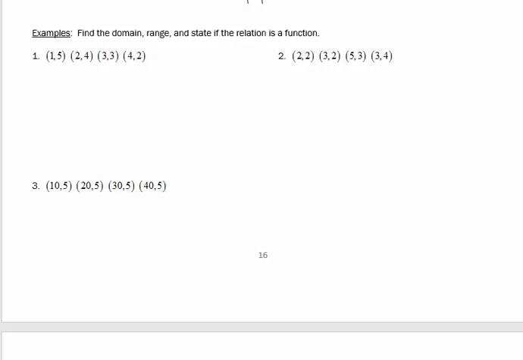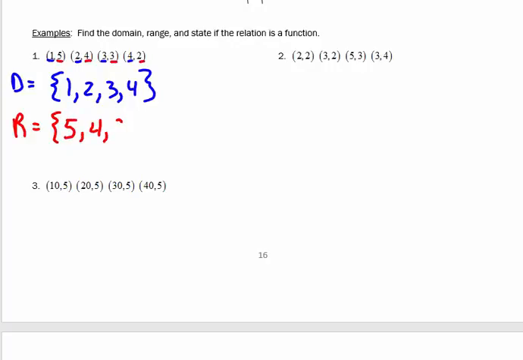We want to find the domain, the range, and state whether the relation is a function. Looking at number 1, we have ordered pairs (1, 5), (2, 4), (3, 3), and (4, 2). When we talk about the domain, we want to find the x values. The x values are 1, 2, 3, and 4. So my domain is 1, 2, 3, and 4. Let's find the range values. The range values come from the y values, which are 5, 4, 3, and 2. So my range values are 5, 4, 3, and 2.